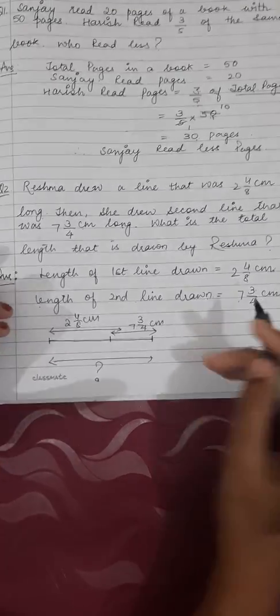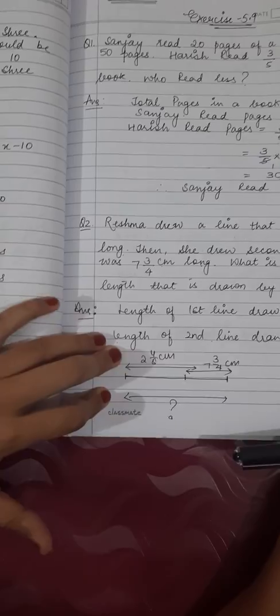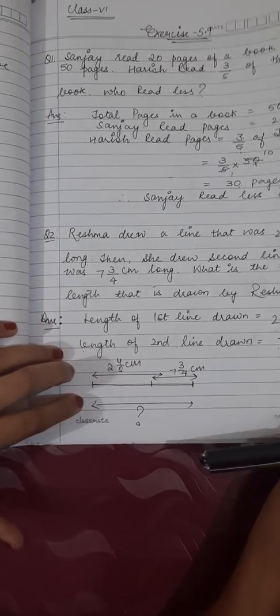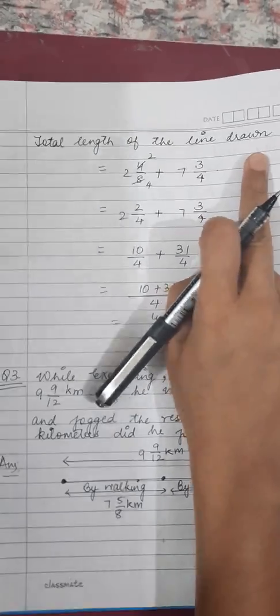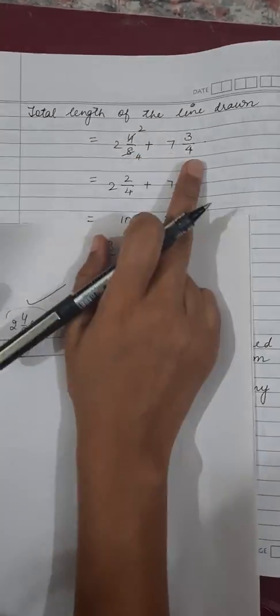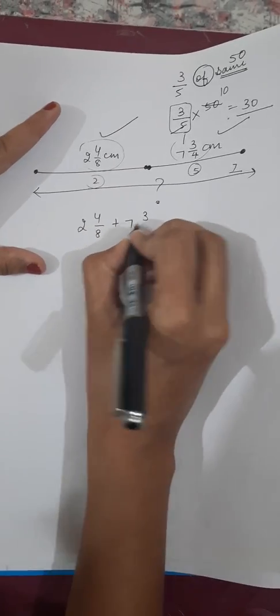We have written it. This diagram, if you want to draw, that is completely your choice. This I had drawn just to make you explain this question. Next, the total length of the line drawn is, now we are going to add those two values, 2 4 upon 8 plus 7 3 upon 4.